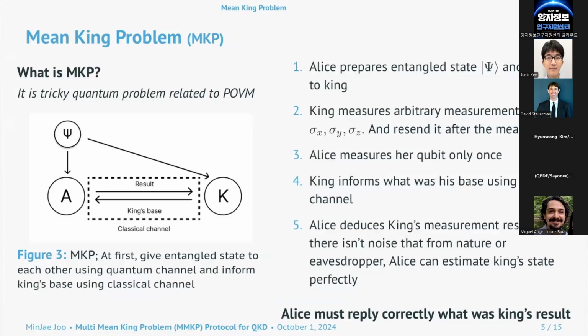The King then informs Alice which basis he used through a classical communication channel. Alice must use this information to deduce the King's measurement result. If there's no noise or interference, Alice can perfectly deduce the King's result.